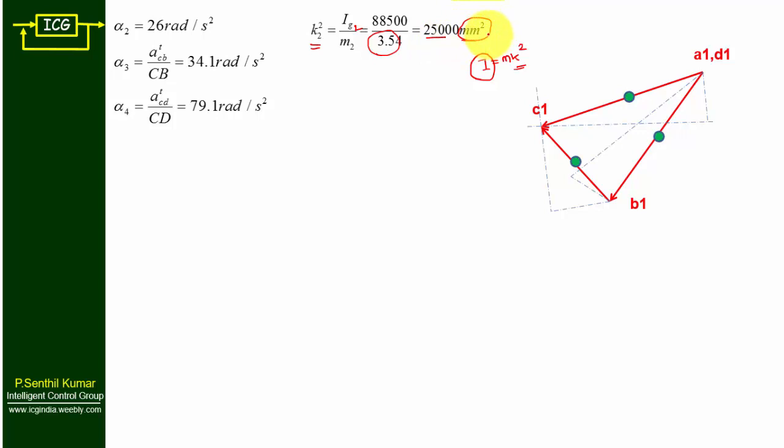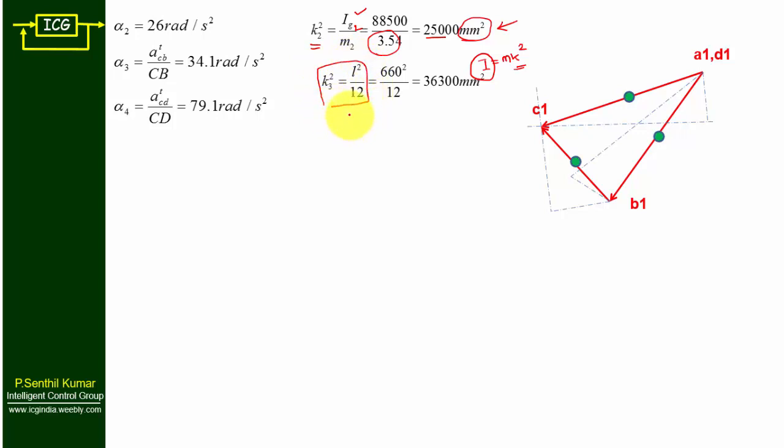This is very, very important. This is the first time we are using mm squared. But there is no I value for the connecting rod and rocker. So what we do is find those values using a geometrical formula. Since all the links look similar, this is the standard formula. It looks something like a rectangle. So this is the formula to find the radius of gyration.